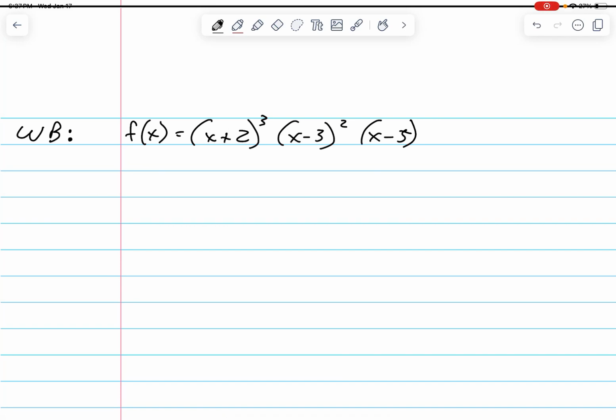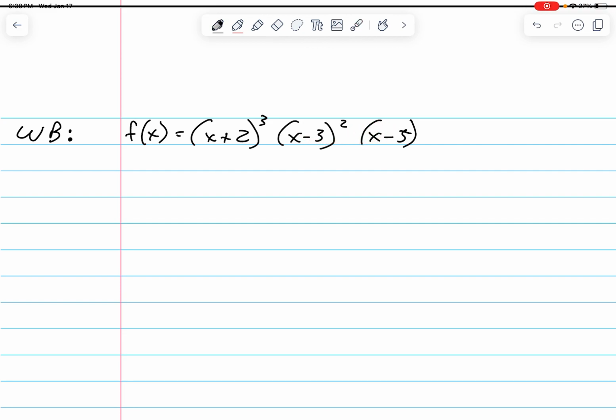Okay, gentlemen, we're going to take a look at some sign charts. And what we want to do here is take this function, which is in factored form, and if we were to FOIL this out and put it all together, it would be an x to the third times an x squared times an x, so it would be something like an x to the sixth.